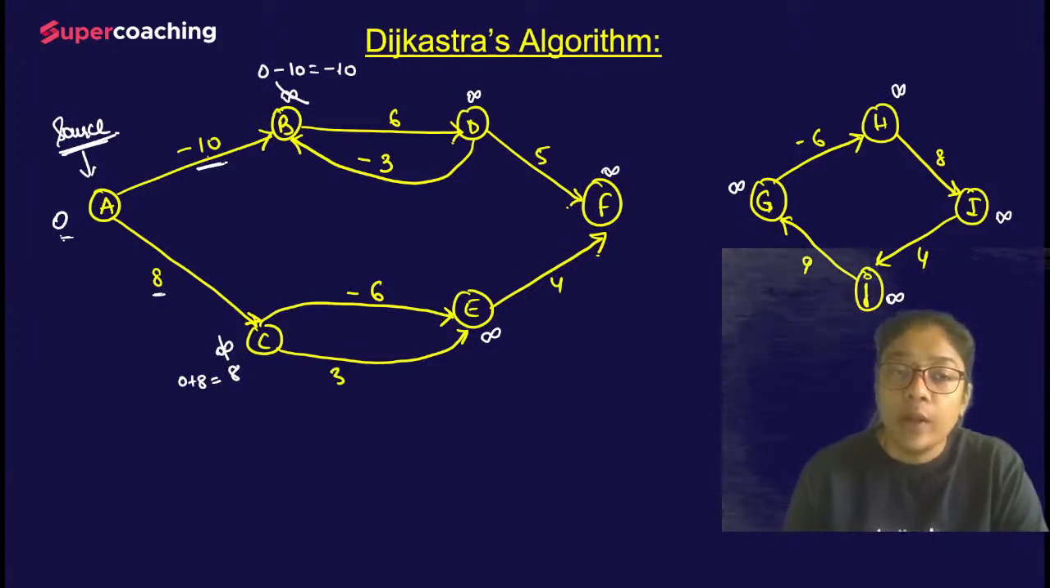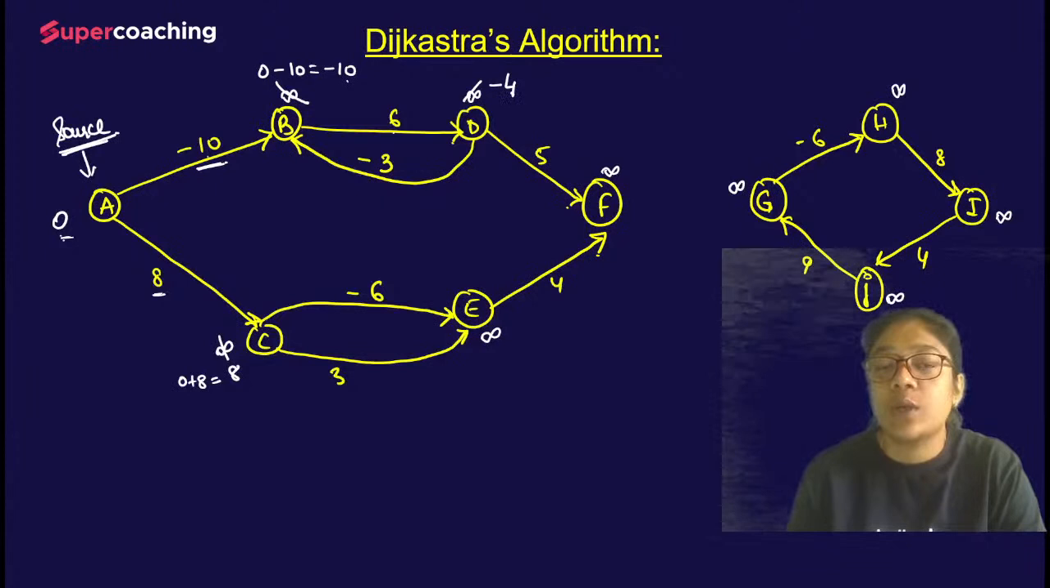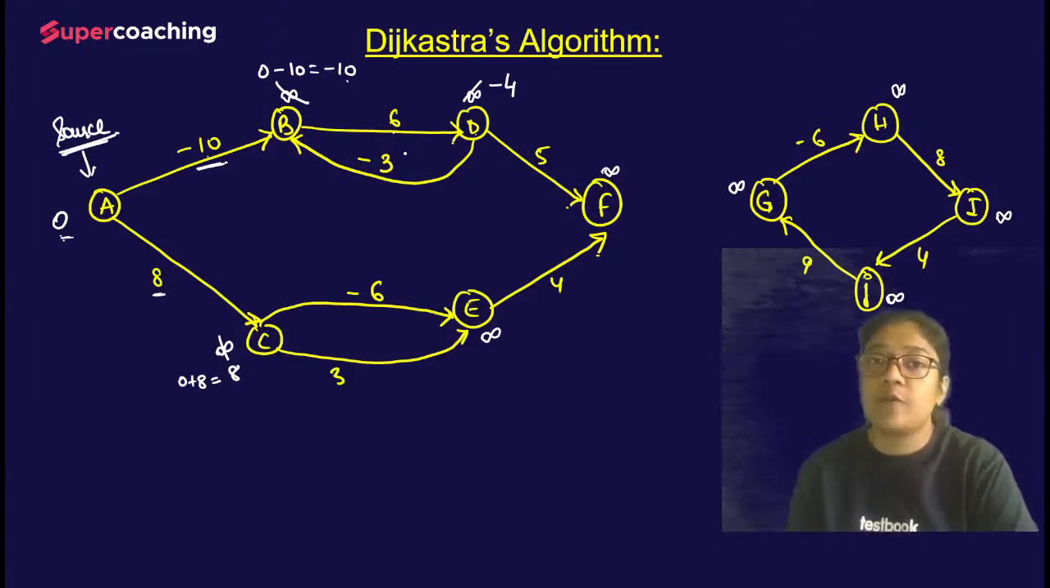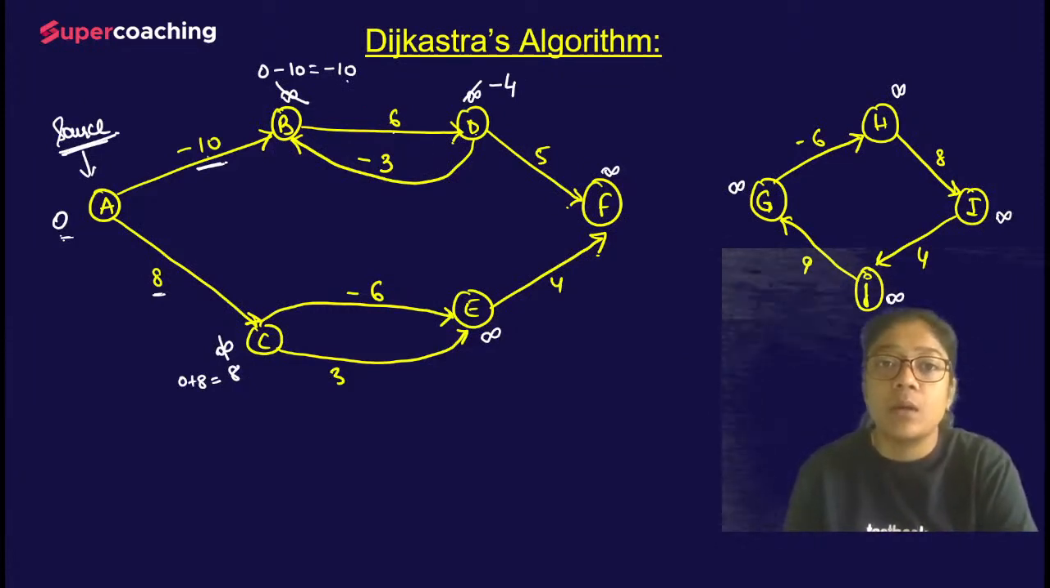Next, whatever values are updated: B's value was updated, B's value is minus 10. From B we now have to go to D, so what is the edge weight? That is 6. Minus 10 plus 6 is minus 4. Is minus 4 smaller than infinity? Yes, so this value gets updated. Now D is adjacent to other vertices. Whichever vertices you have discovered, from them you can min-heapify. How will you do it? By considering the edge weights and by taking the smaller value.